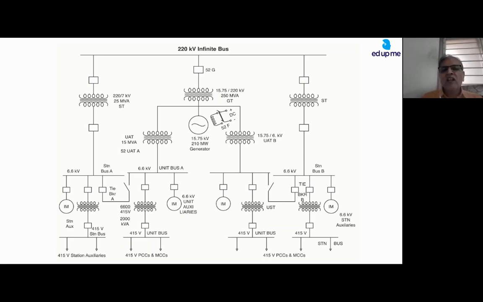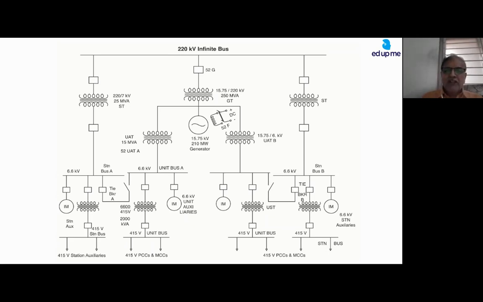So if you want to restart the generator, you will have to start the PA fan, ID fan, FD fan, etc. We get that power from the station bus. The station bus is getting power from the station transformer ST, 220 by 6.6 kV or 7 kV. And that is fed from the infinite bus, which is getting power from many other generating stations of the state. So that is always live.